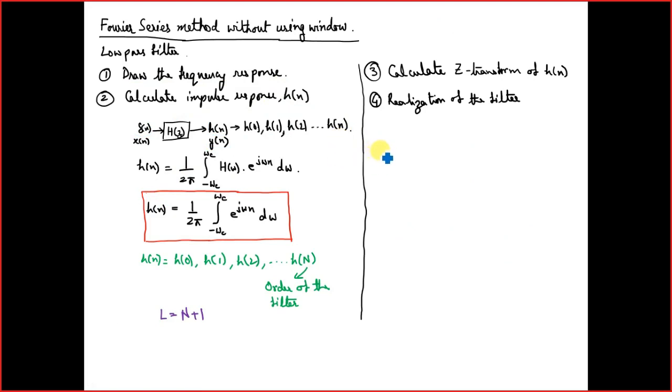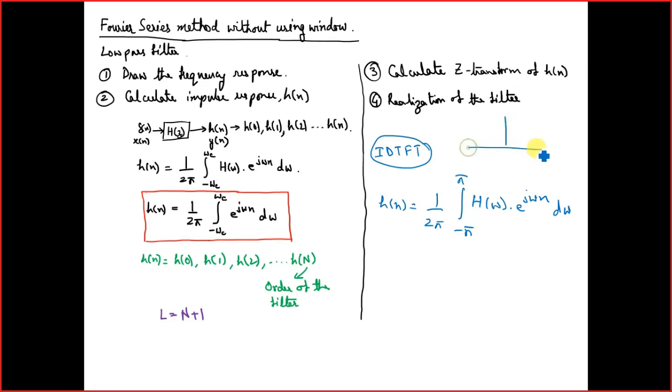Now how do we find them? If you look into the IDTFT equation, it is given by h of n equals 1 by 2 pi, integral from minus pi to pi, of H of omega e to the power j omega n d omega.